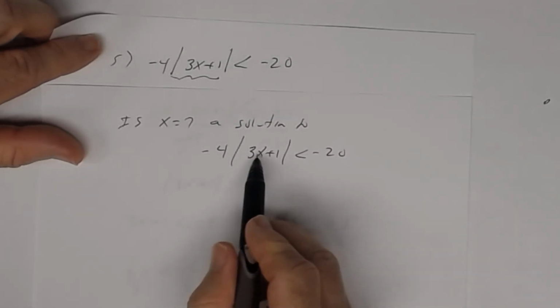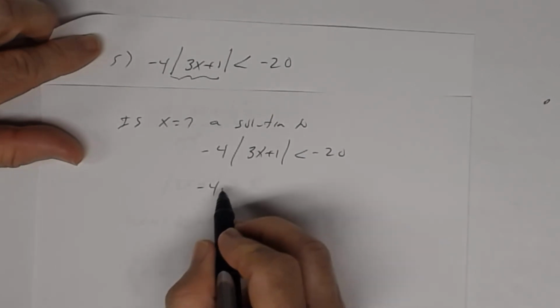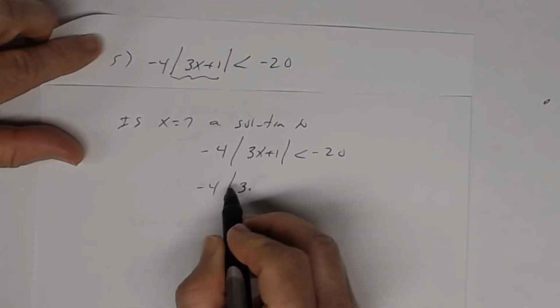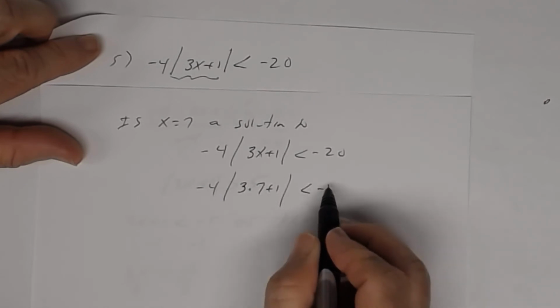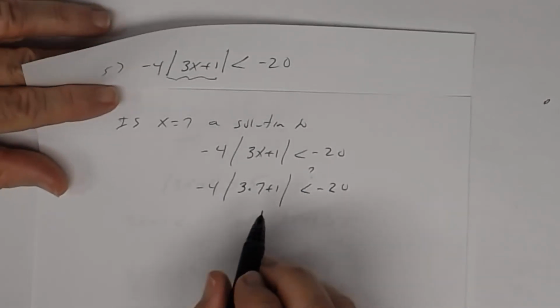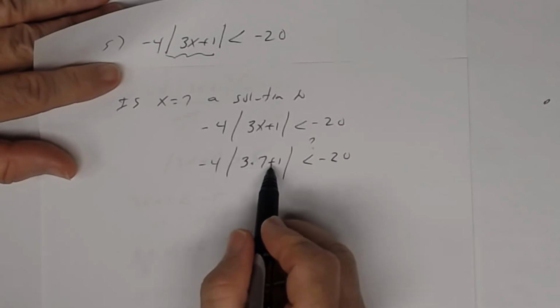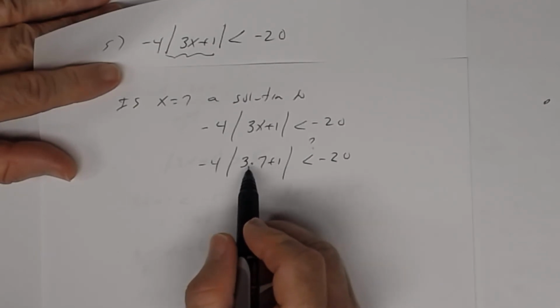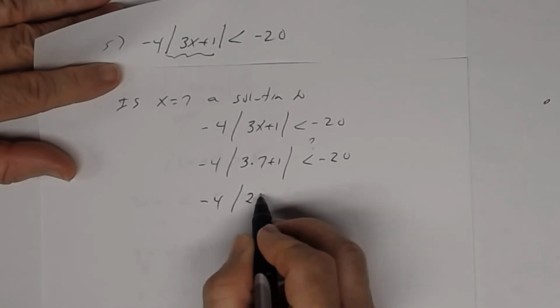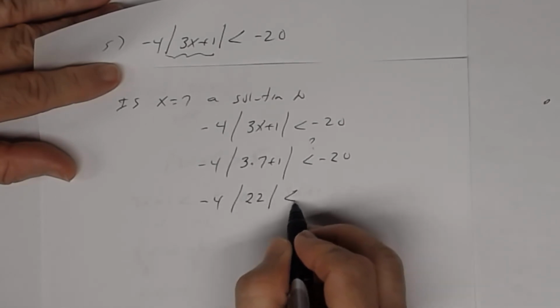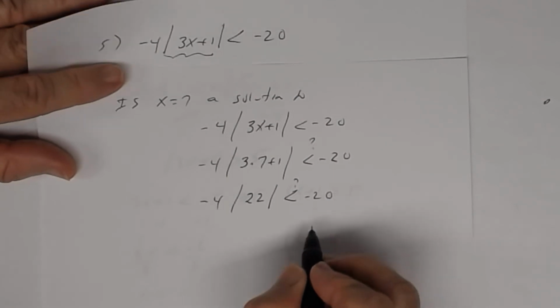So in place of x, I'm going to substitute 7. So I get -4 times the absolute value of 3 times 7 plus 1, and I want to see if that's less than -20. Order of operations, I multiply before I add. 3 times 7 is 21. 21 plus 1 is 22. So I get -4 times the absolute value of 22, and I want to see if that's less than -20.